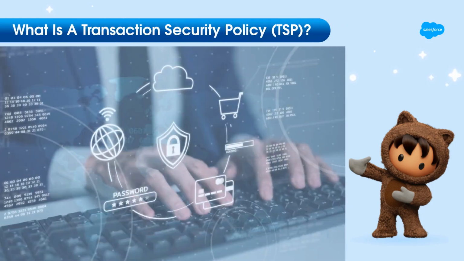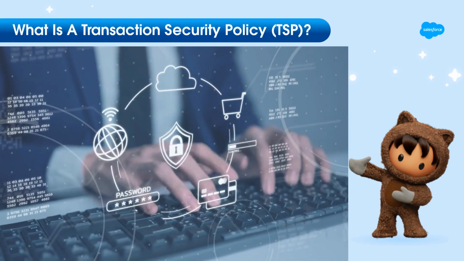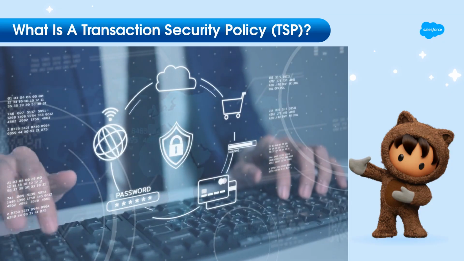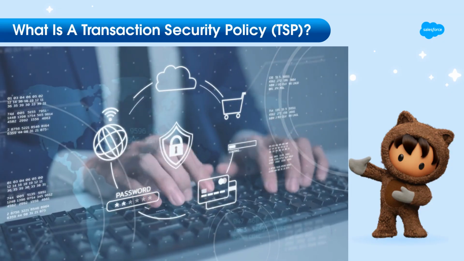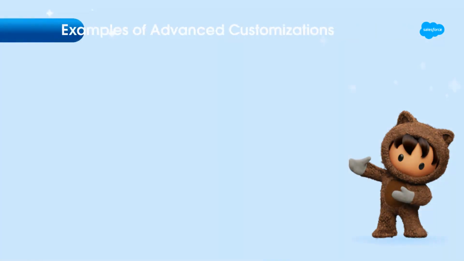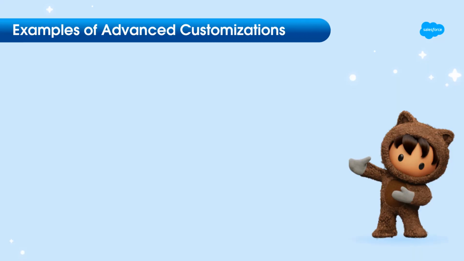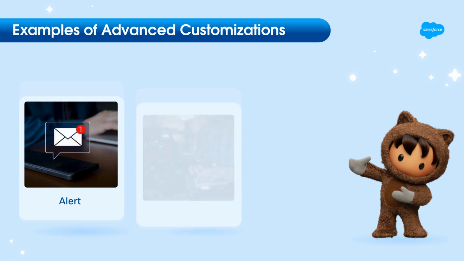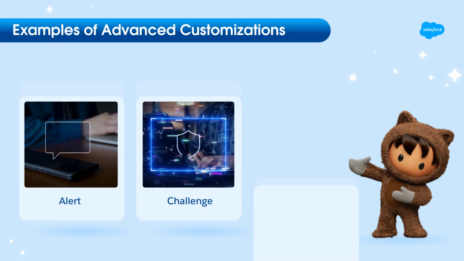For those who are impacted, what exactly is a transaction security policy? It is a specialized feature that allows admins to define custom rules to identify risky or malicious behavior. TSPs also offer advanced customization once a risky action is detected. For example, you can send email alert notifications to admins, challenge the user to re-authenticate, or completely block the risky action.